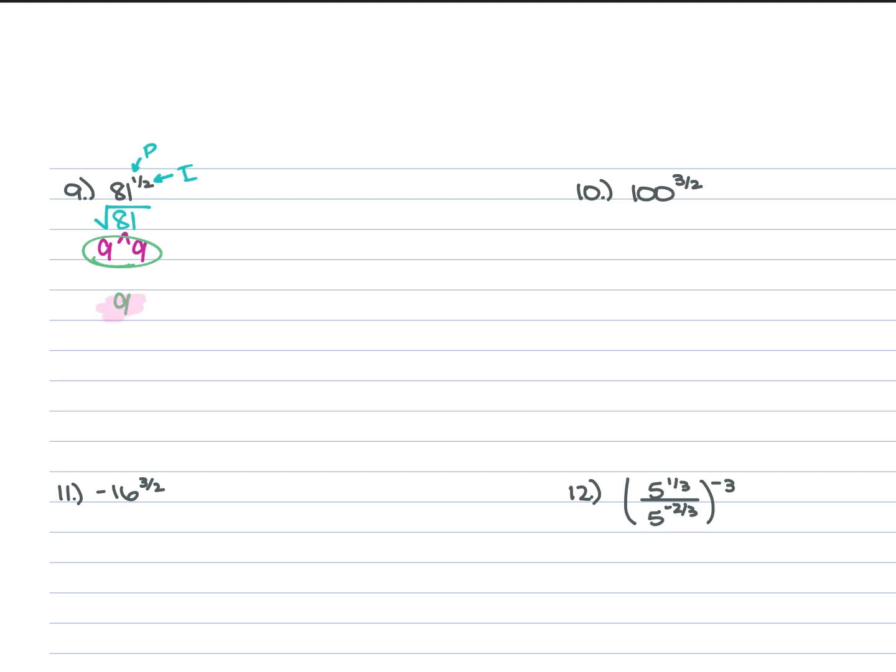is just 9. For number 10, you have 100 to the power of 3 over 2. So again, that numerator is your power. The denominator is your index. So it's saying to take the square root of 100 raised to the 3rd power. So the square root of 100, you have 10 times 10. So that's just 10 to the 3rd power, which is 1,000.